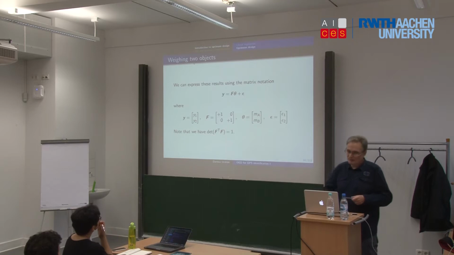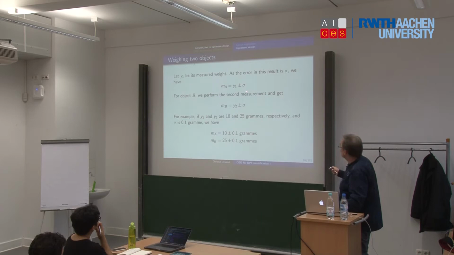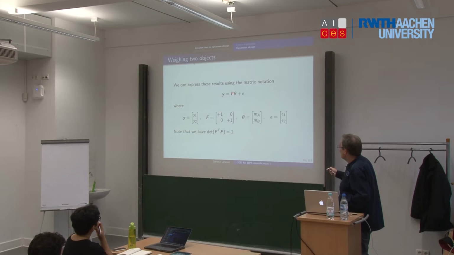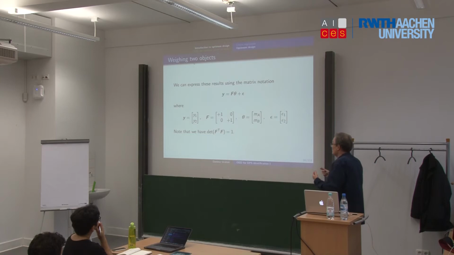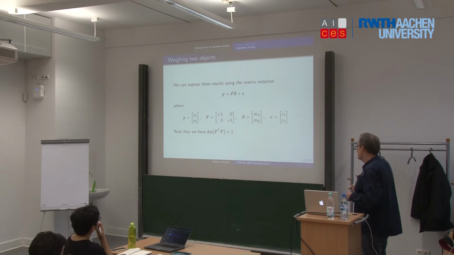Before this analysis, let's remark that the strategy can be put in matrix form. We can express these equations in the following form. So here you have your matrix capital F. The first row corresponds to the measurement of the weight of object A, and the second row corresponds to the measurement of the weight of object B. The unknowns are the masses of the objects, and epsilon is just the column vector of measurement noise.